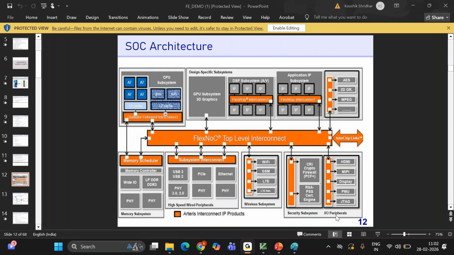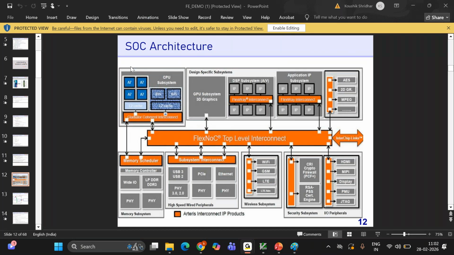Then we have security blocks. Every SoC will have security blocks meant for authenticating information, fingerprint information, for example, or eye retina scanner information. Your mobile phones nowadays have retina scanners, right? Retina or facial ID. Those authentication blocks will be there. One example of a security subsystem application is retina scanning and authentication. Okay, so this is how a typical SoC will look.